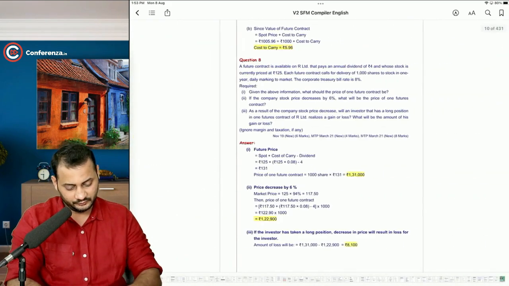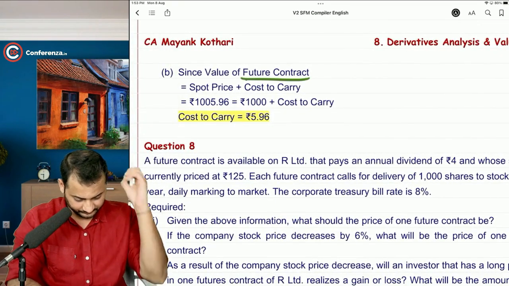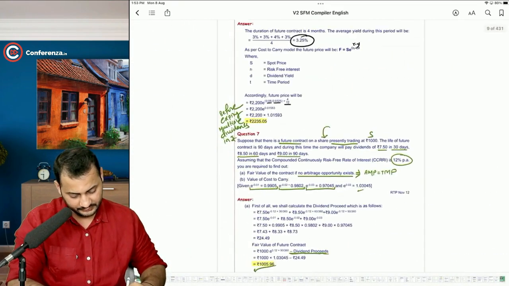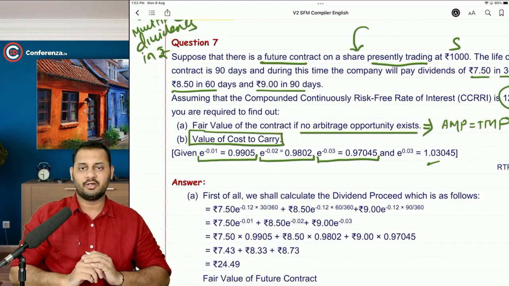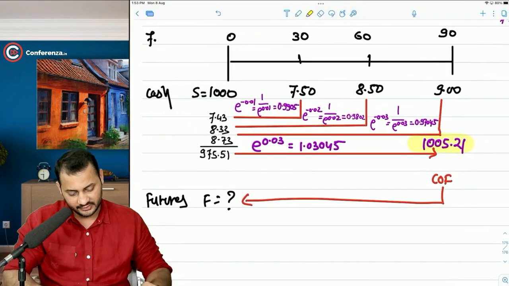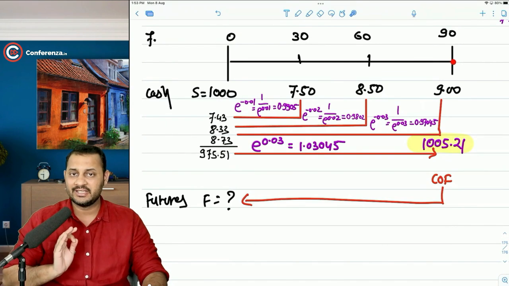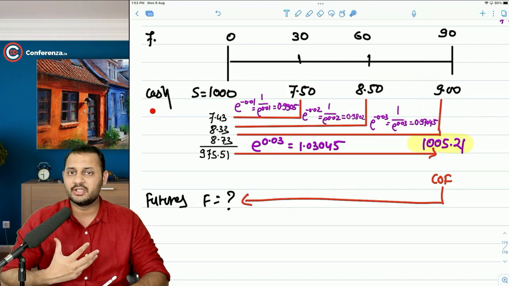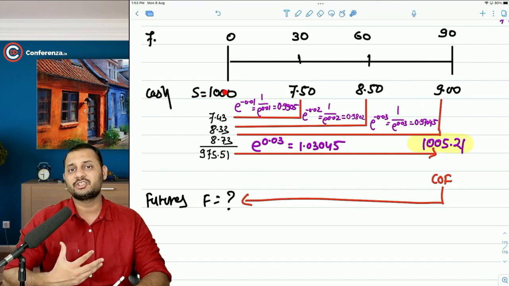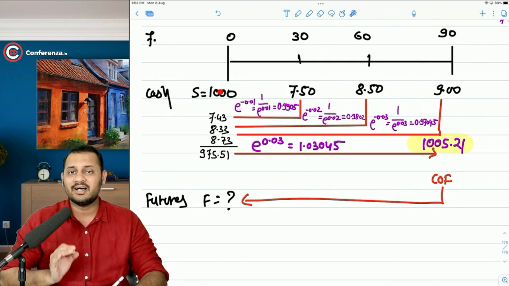Let's do the value of the contract. Now the question is asking you the value of the cost to carry. What does that mean? Cost to carry means very simple. The purpose was to own the share at the end of the 90 days. But you had to purchase the stock. If you do the transaction in the cash market, you have to purchase the stock at time 0. So basically, you are unnecessarily holding the stock for the next 90 days.